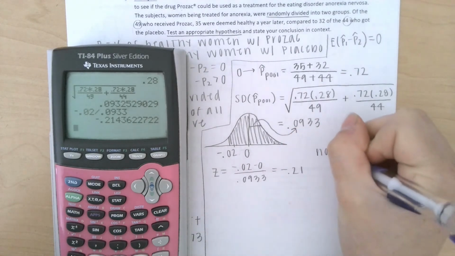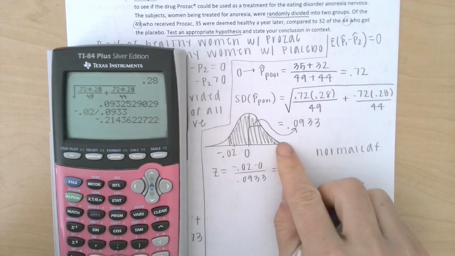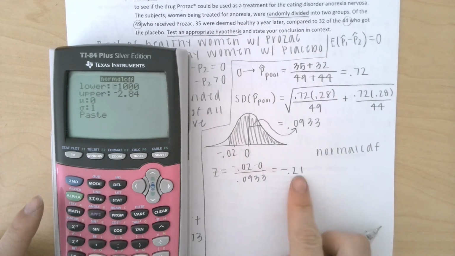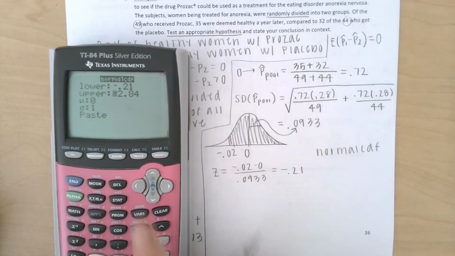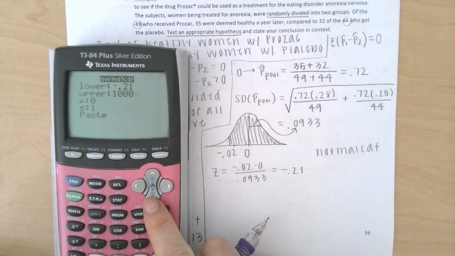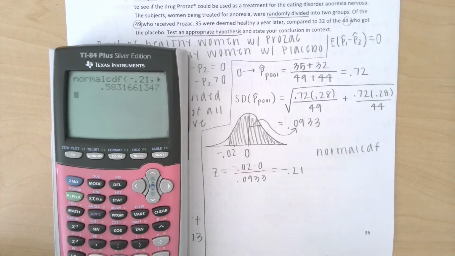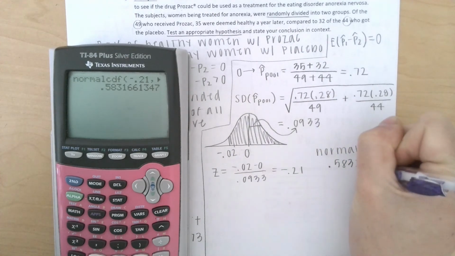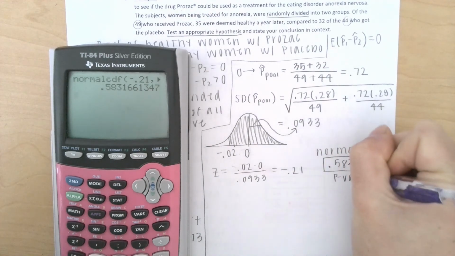I'll then use normal CDF to find this area. My lower bound should be that z-score of negative 0.21. My upper bound is just a very large number on that right-hand side. Mean and standard deviation stay the same. So we get 0.5832 for our p-value.